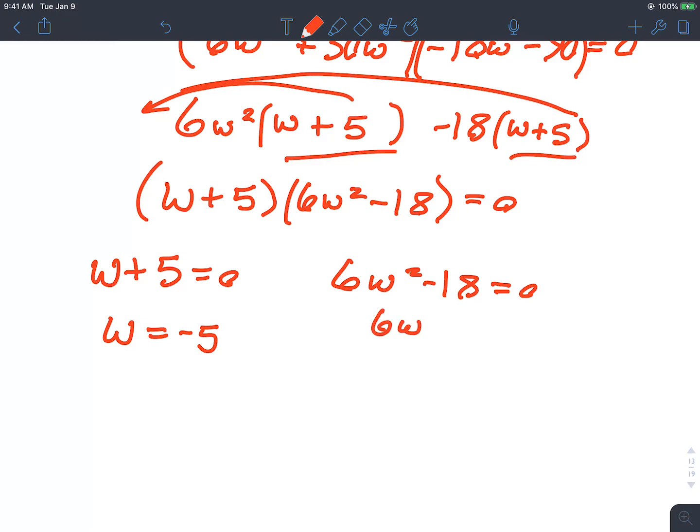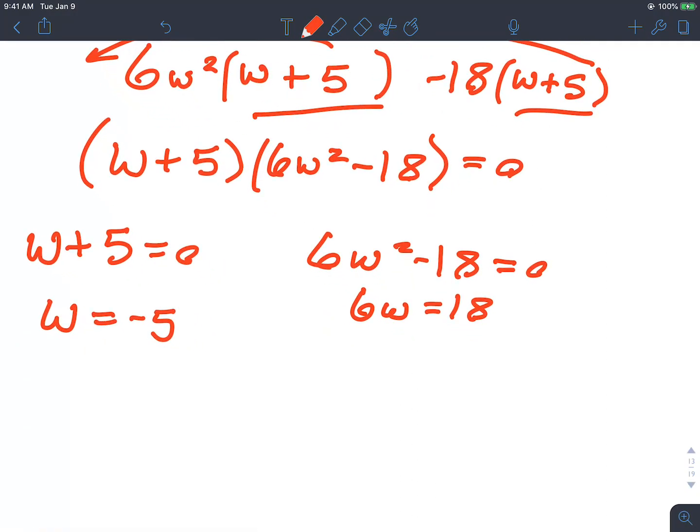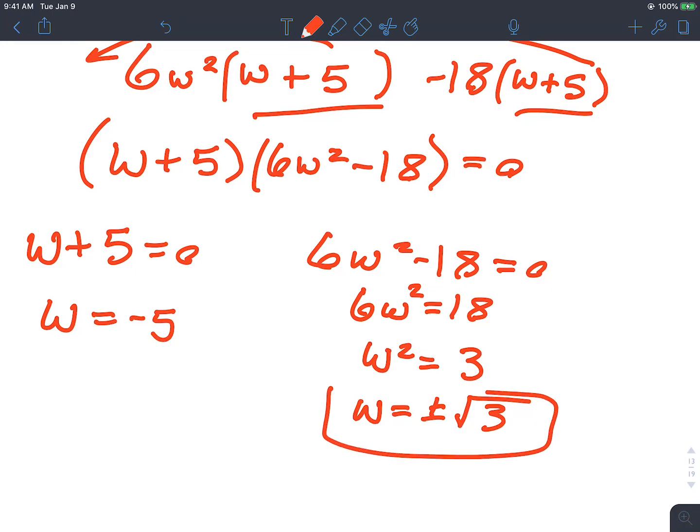Now the second one here, you move over the 18 first. Actually, I should probably write that as my second step. Really, we need to say 6. No, that was my first step. I don't know what I'm doing here. Let's move that back up here. All right, and then that was W squared. Divide both sides by 6, and that gets you a 3. And then we'll square root both sides, and that'll get us plus or minus the square root of 3.